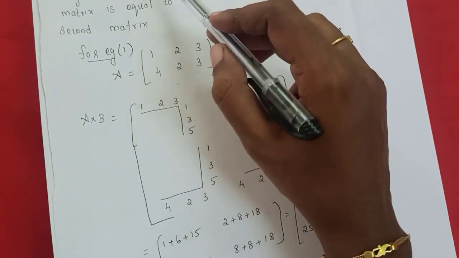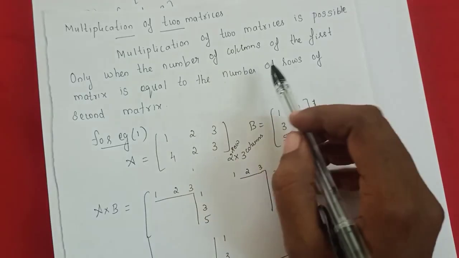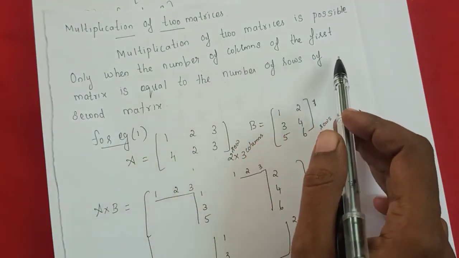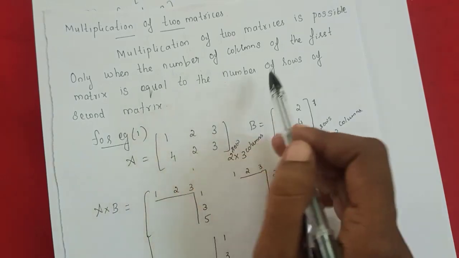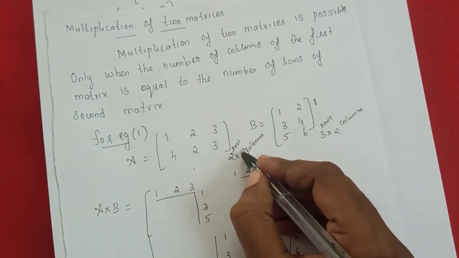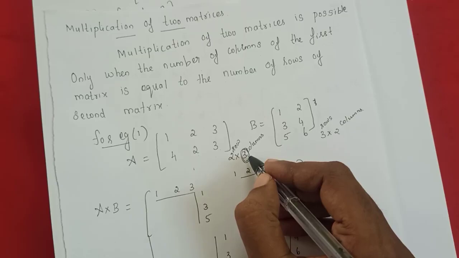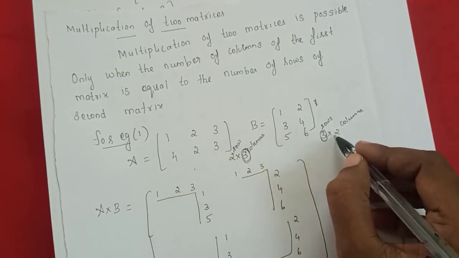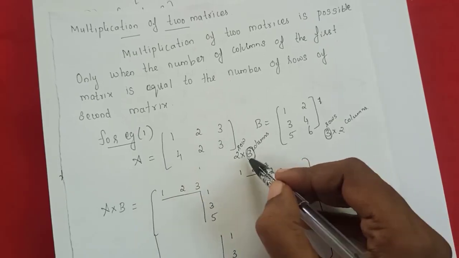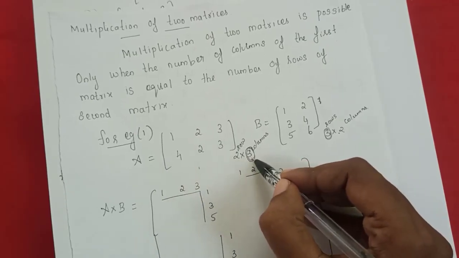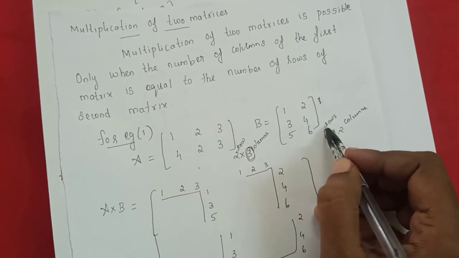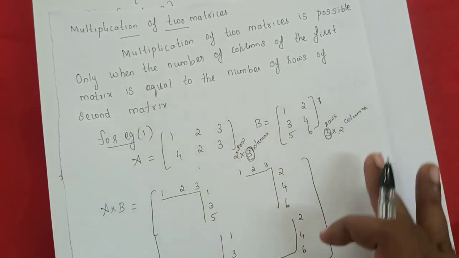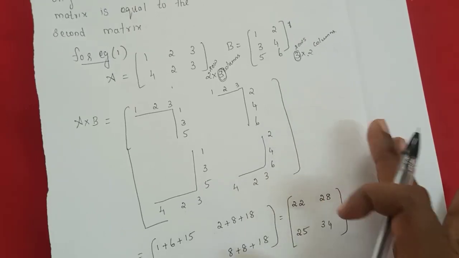Now check it with the condition: multiplication of two matrices is possible only when the number of columns of the first matrix is equal to the number of rows of the second matrix. So here this is 3. Yes, number of columns is equal to 3. Number of rows here is equal to 3. Whether both are equal? Yes. So keep it in mind. The number of columns in the first matrix must be equal to the number of rows in the second matrix. Then only we can find the product. Otherwise we can't find the product.